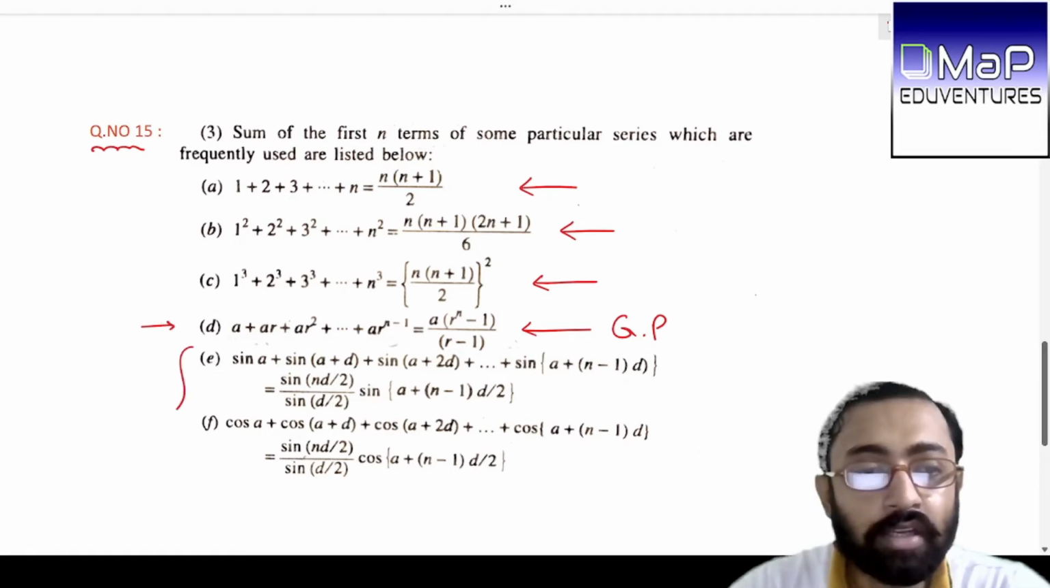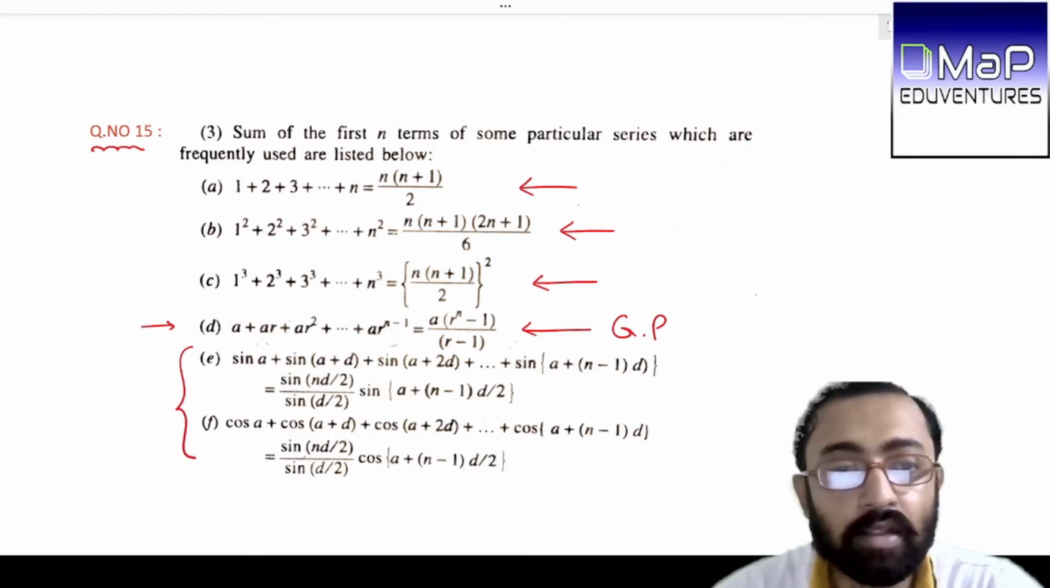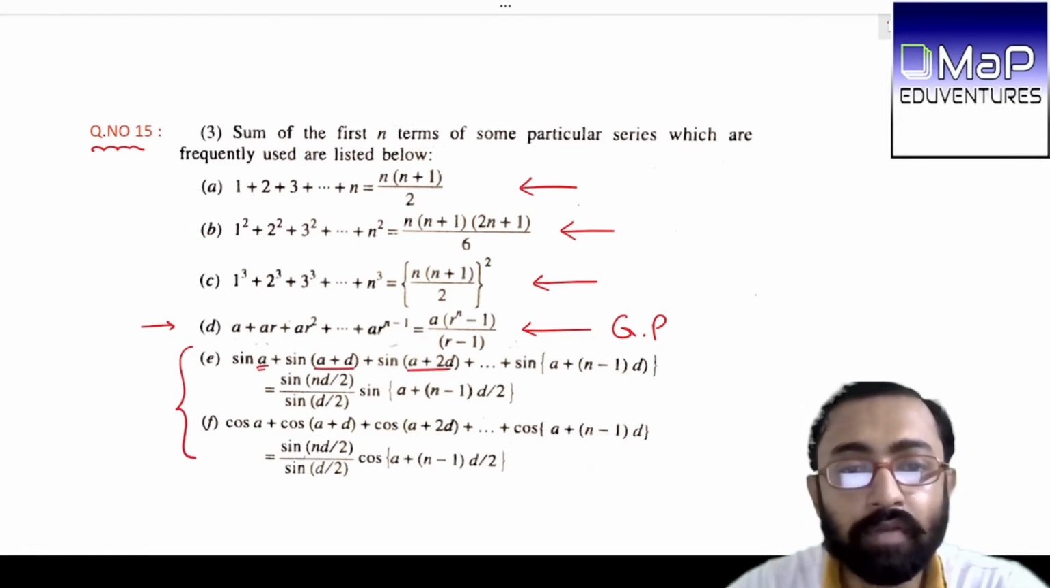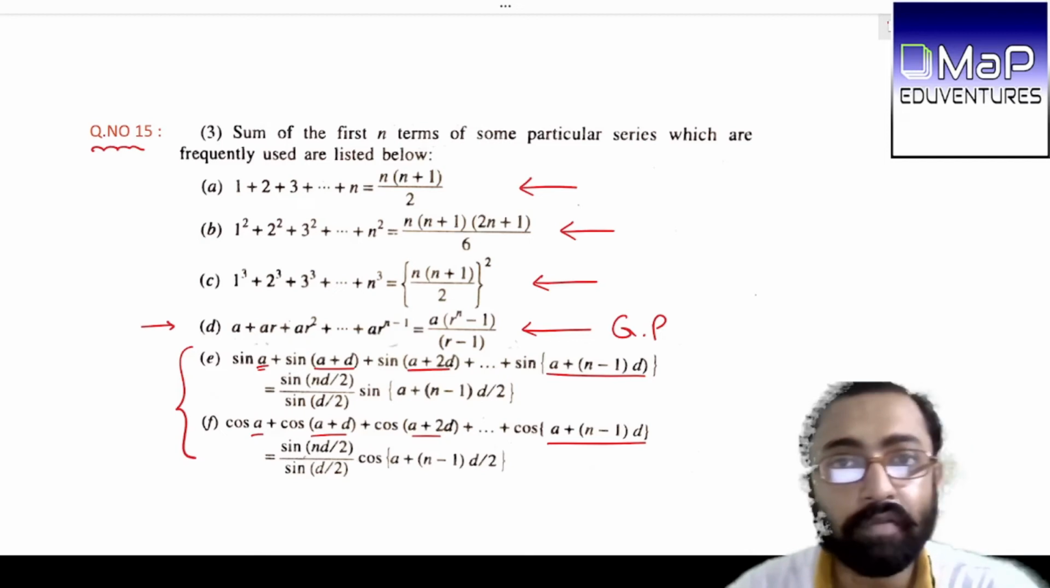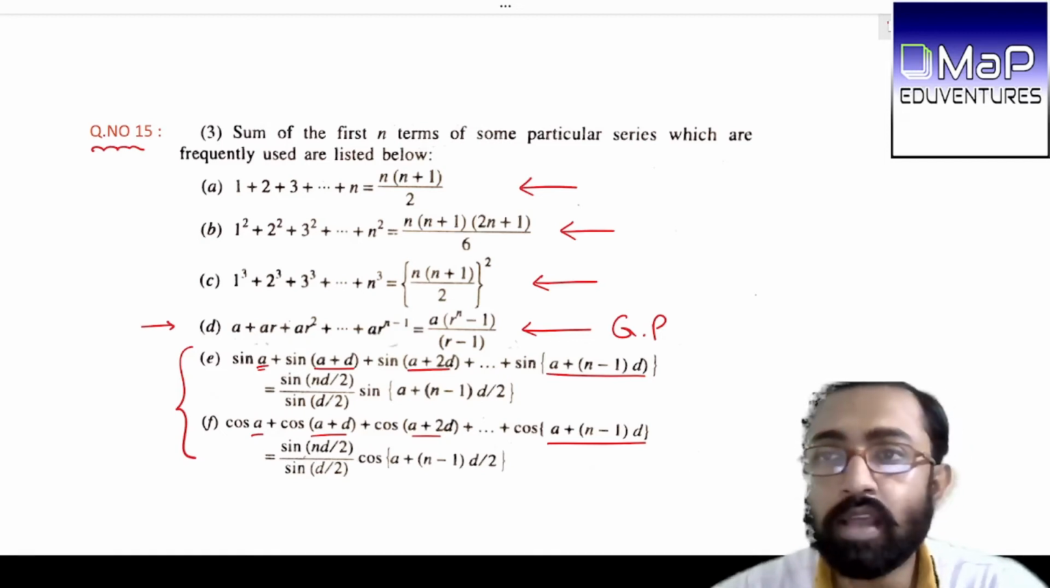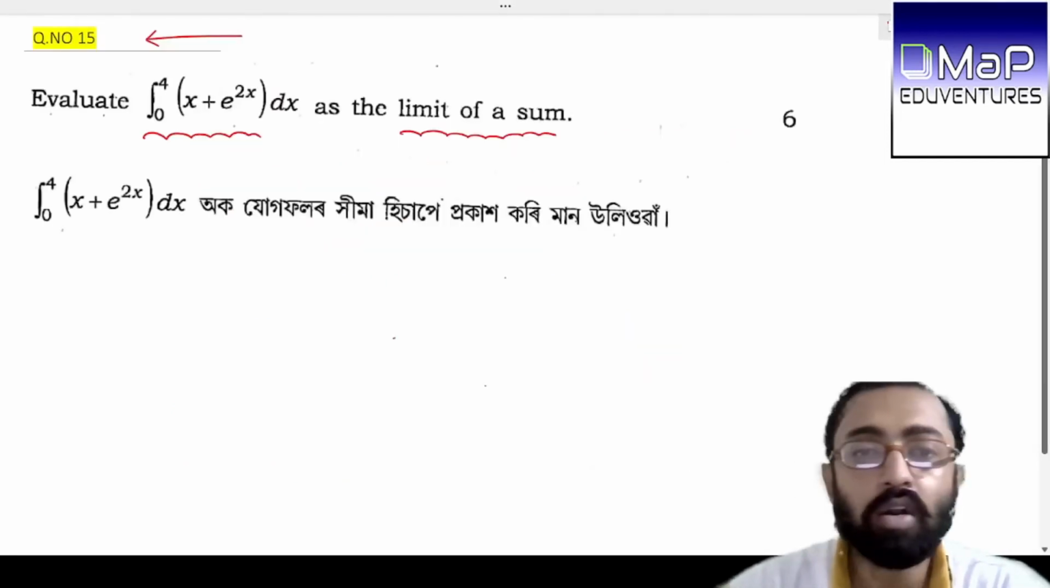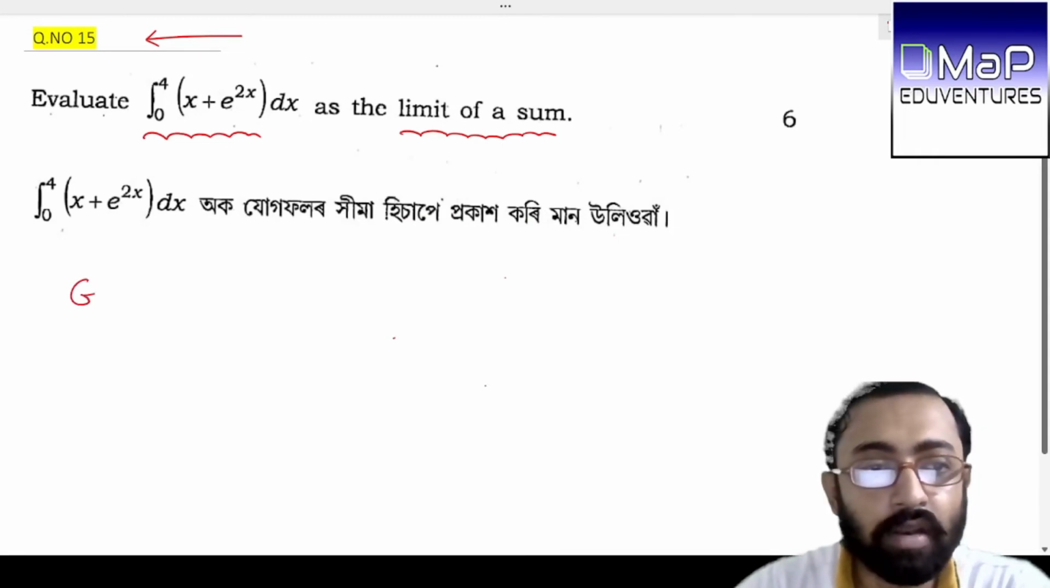Additionally, if the trigonometric angles are in AP, if you observe carefully, the trigonometric angles are moving in AP. It is not in the NCERT question, but still if you need reference, then you can use this formula. Alright, so start, we have written the given, and the general term, everything.